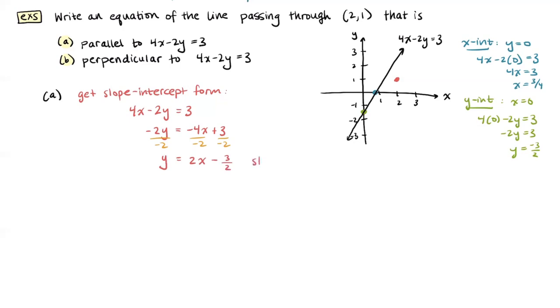This means that the slope is 2. Since we're looking for a parallel line, the line that we're looking for is going to have a slope equal to 2.